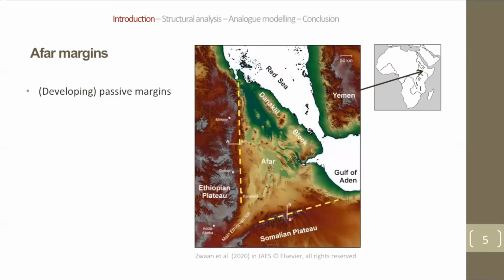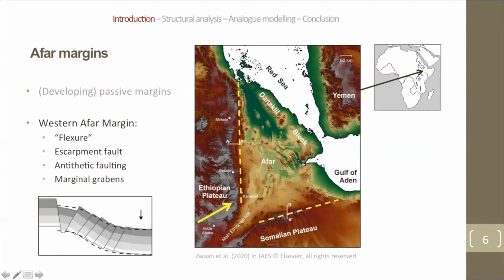Now, since Afar is breaking up at the moment, it's also developing passive margins. For instance, the Southern Afar Margin to the south and the Western Afar Margin to the west. And we are interested in the Western Afar Margin, which is characterized by something we call flexure, as shown on this section over here. We go from the Ethiopian Plateau to the west to Afar in the east.